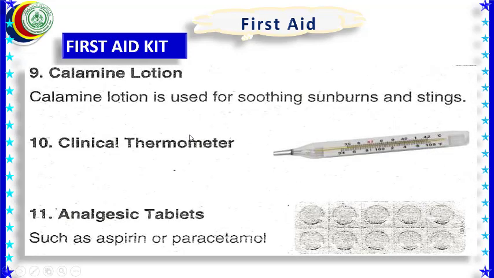Moreover, there should be calamine lotion. Calamine lotion is used for soothing sunburns. It should be there in the first aid box. Clinical thermometer is there. Analgesic tablets or painkillers should be there in the first aid box.